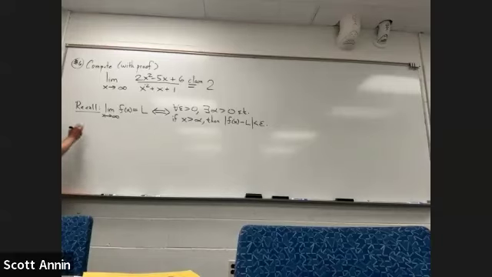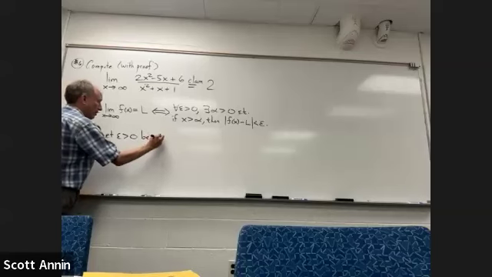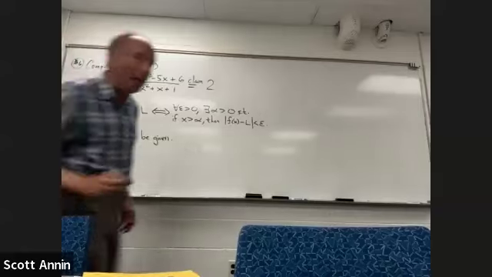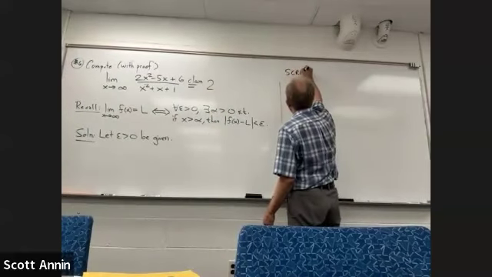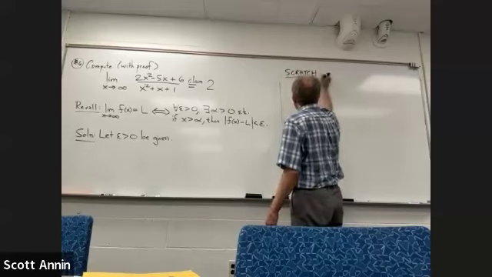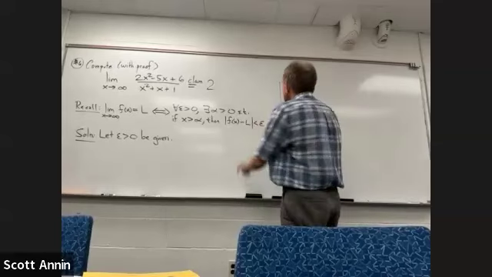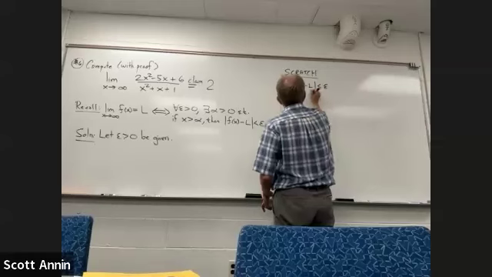So the way we are going to do this is we're going to start off with what sentence? Let epsilon greater than 0 be given, period. Exactly like that. And our job now is to come up with the alpha value. And for that, I need some scratch work. We're going to work backwards again, starting from the absolute value of f(x) minus L less than epsilon.